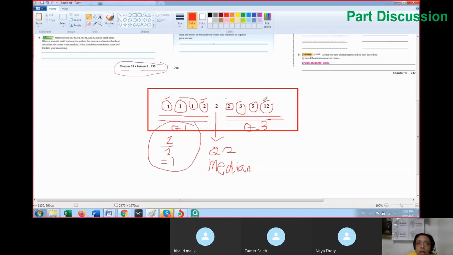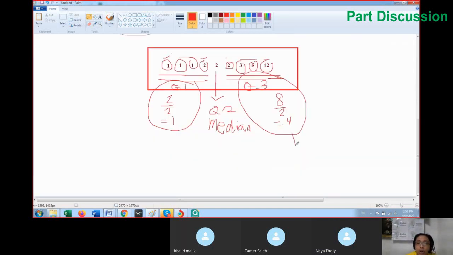Here, 1, 1, 2, 2. So 3 plus 5 is 8. 8 divided by 2 is 4. So that is your quartile 3. Interquartile range: subtract 4 minus 1. And that's what we call IQR, or interquartile range. Understand?